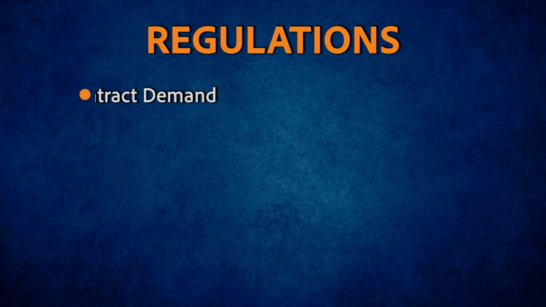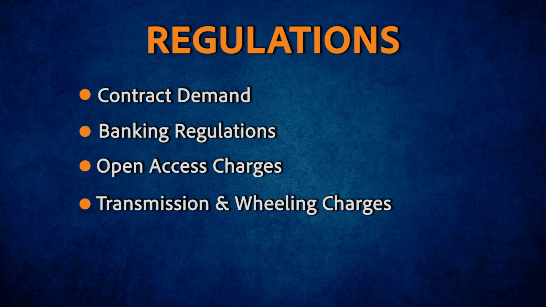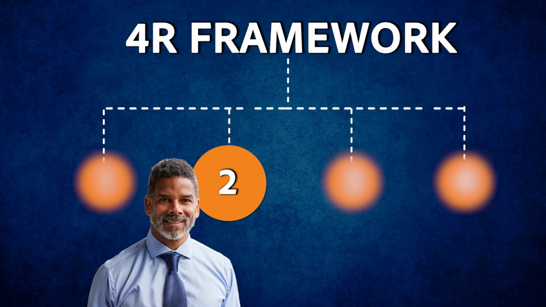One is how much contract demand they can replace. Second, what are the banking regulations? Third, what are the open access charges as per the regulation? And fourth, what are the transmission and wheeling losses for procuring a renewable energy solution? Once you have these four data points, now come to the second point, which is replacement.